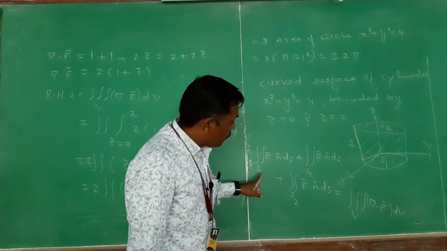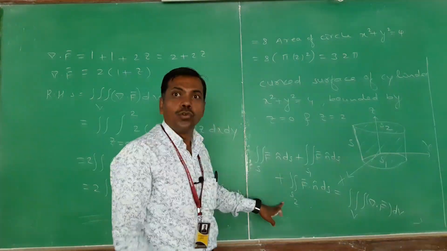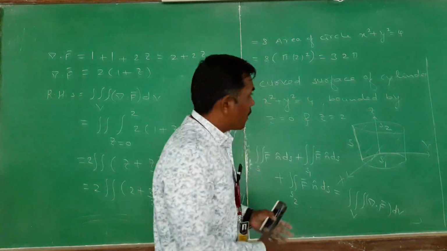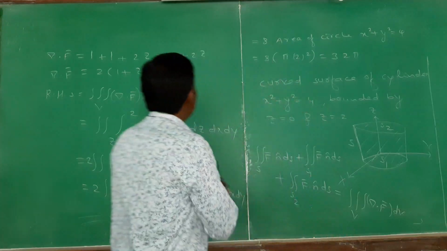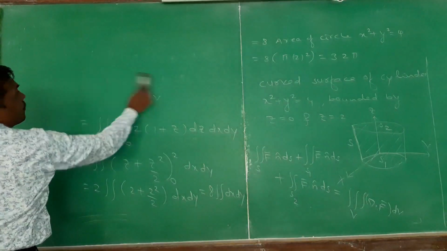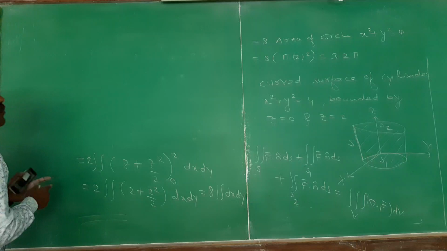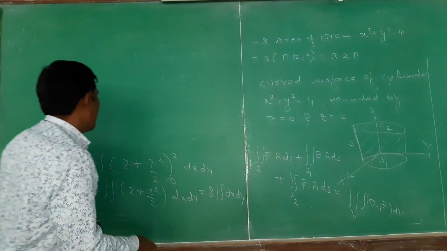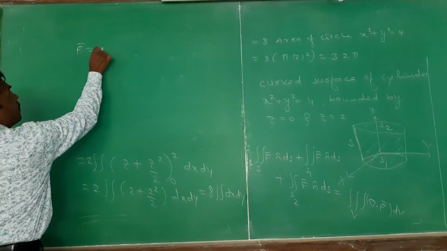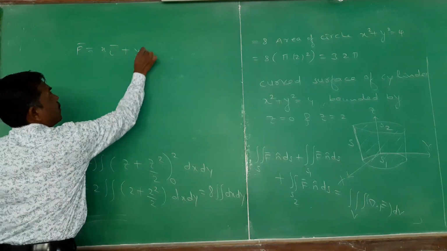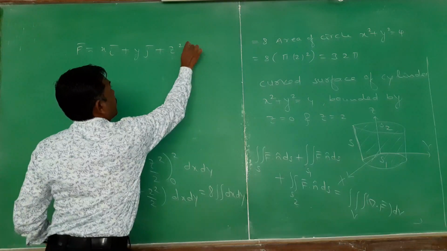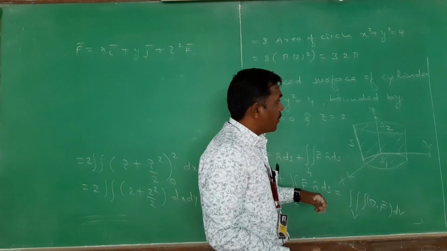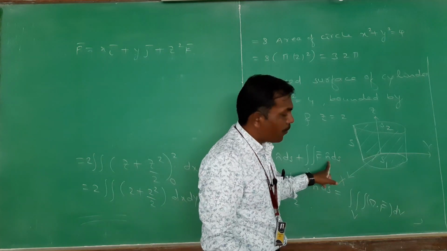Now we have to solve over S1 and S2 to get the curved surface. So here concentrate on S1. Again we will start with f bar dot n cap. F bar is given. The value of f bar is x i bar plus y j bar plus z square k bar. This is the given value of f bar. Dot n cap, I required.